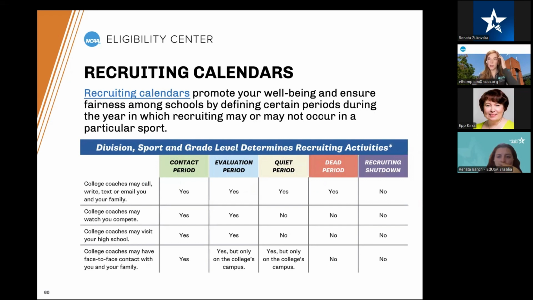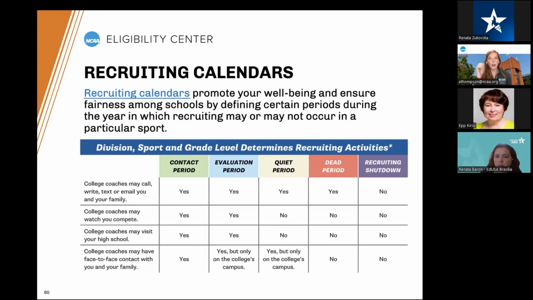They have to operate under their sport and their division's rules, which means a Division I tennis coach is going to have a recruiting calendar that might be different from a Division II basketball coach, and a Division II women's basketball coach might have a different recruiting calendar than a Division II men's basketball coach. So it's all broken down as to when they're allowed to contact you, when they're allowed to evaluate you. All of what the different terms mean can also be found in our resources. For example, a dead period, or a recruiting shutdown, means that coaches are not allowed to be doing any recruiting during that time.